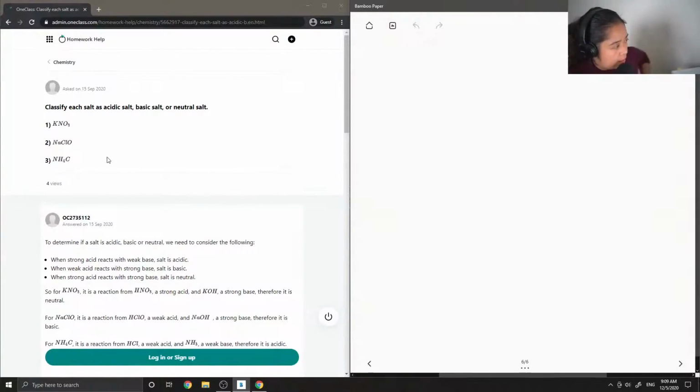Question 6 says to classify each salt as an acidic salt, a basic salt, or a neutral salt. So first, let's define each of the different types of salts.